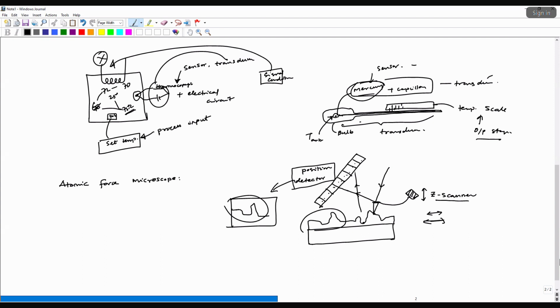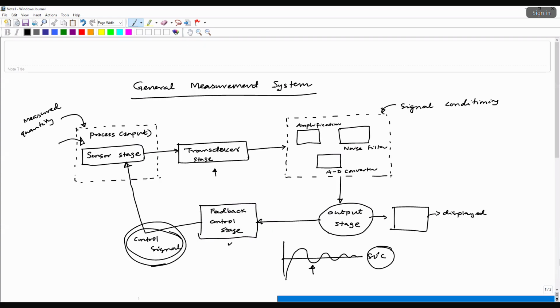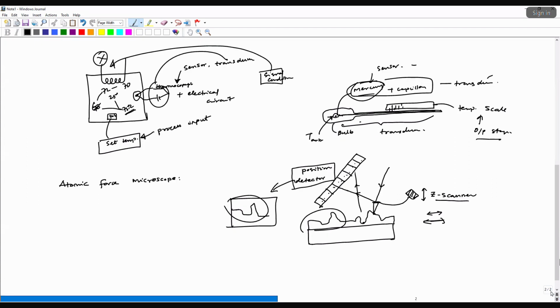So in such a system, how can we talk about these different stages? What is the sensor stage here? What is the transducer stage? What is the signal conditioning stage? What is the output stage? And what is the feedback control stage? Here you can see that the process input is basically the surface, because that is what we're trying to measure.